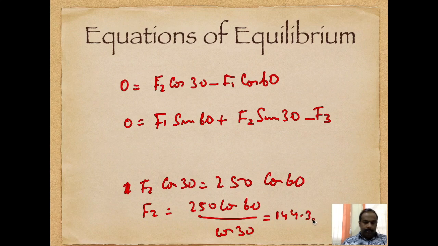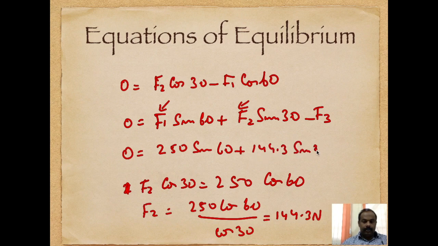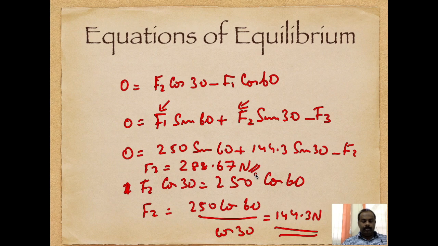144.3 Newton. Okay, so you know F2, you know F1, so we can substitute in this equation. F1 and F2 will substitute and form this. 0 is equal to F1, we know 250 sin 60, plus F2, we know 144.3 sin 30, minus F3. So F3 is equal to, if you compare it, you can find the second value also. This is F2 and F3 is equal to 288.67. Hope you understood the problem. Thank you.